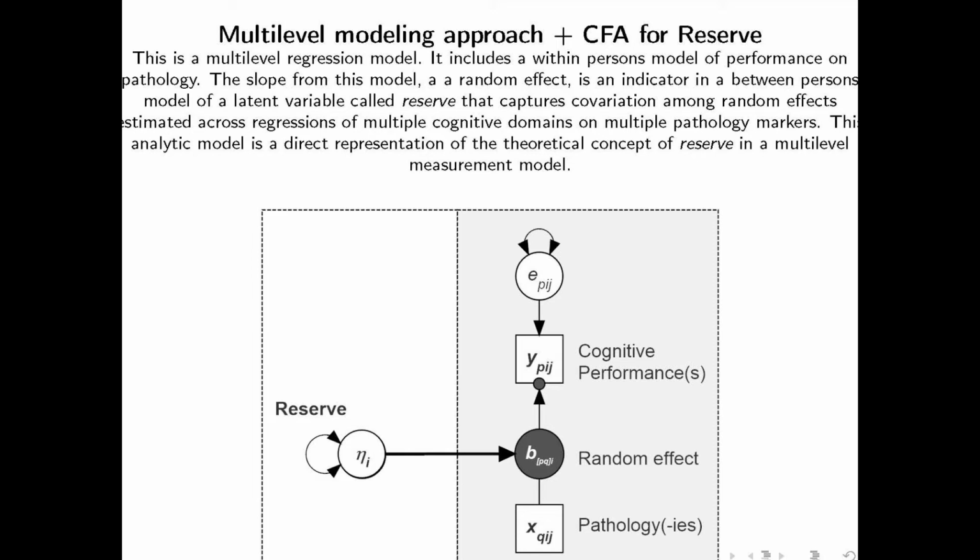And so what the limitation is, it's a cross-sectional measure of reserve, because even though it's using repeated cognitive performance and repeated measures of pathology, it's summarizing reserve over the period of time in which those repeated observations were collected. So if you wanted to look at change in reserve, you'd have to have another epoch of measurement in which you could characterize multiple observations of cognitive performance and multiple observations of pathology.